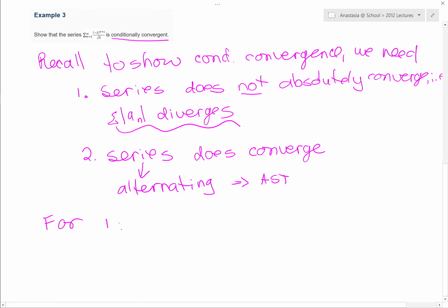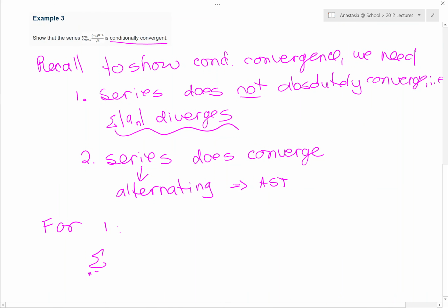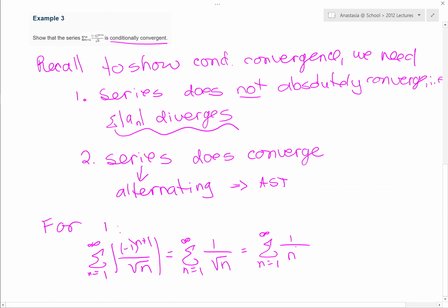So for one, we're going to look at our series of absolute values. So we're going to look at the sum from n equals 1 to infinity of the absolute value of negative 1 to the n plus 1 over the square root of n. And just like in the previous example, the denominator is always positive. Square root always gives you a positive value. The numerator is going to be either negative 1 or positive 1, depending on what our power is here. So when we take the absolute value of that, it's just going to give us a 1. So we end up with the sum from n equals 1 to infinity of 1 over the square root of n, and we can write that as the sum from n equals 1 to infinity of 1 over n to the 1/2.